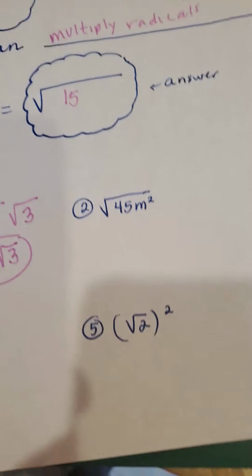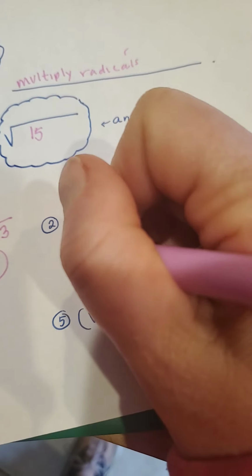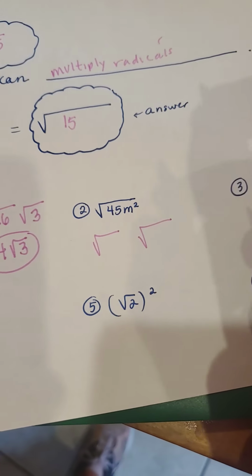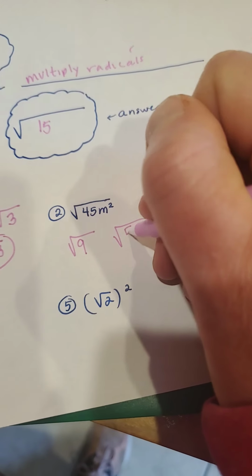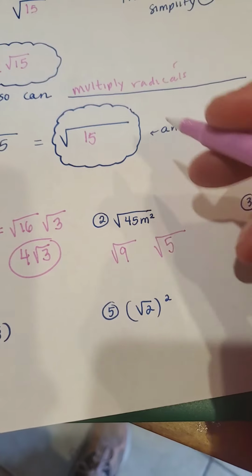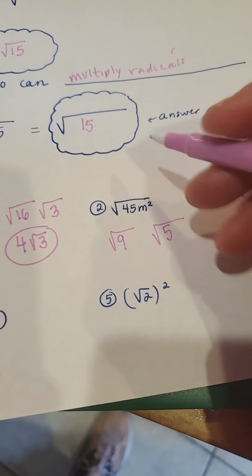Once you start incorporating variables into this, you follow the same concept. The biggest perfect square that goes into 45 is 9. And the biggest perfect square, that's m squared.